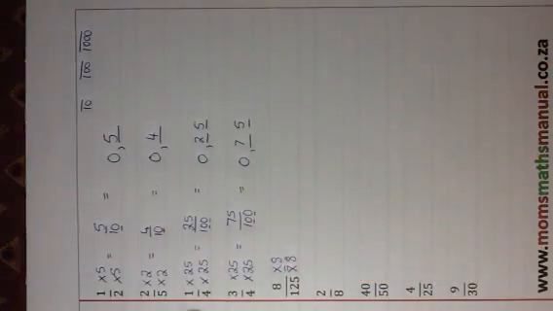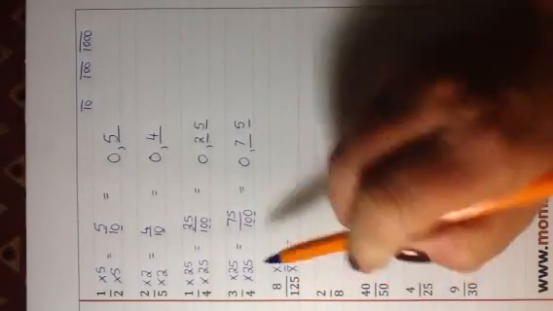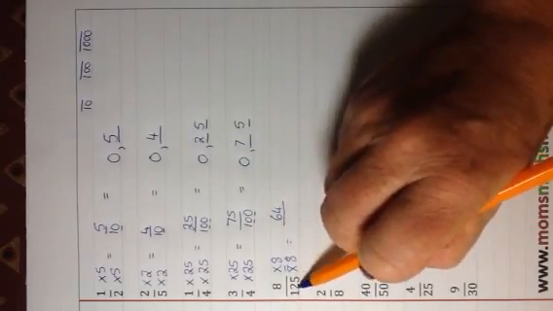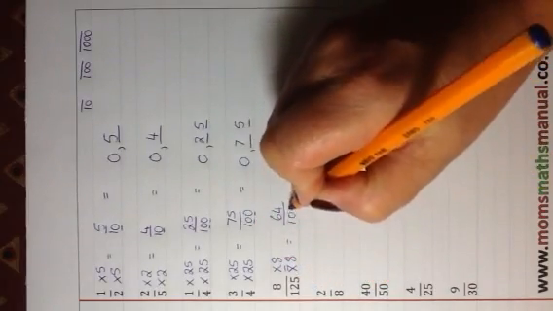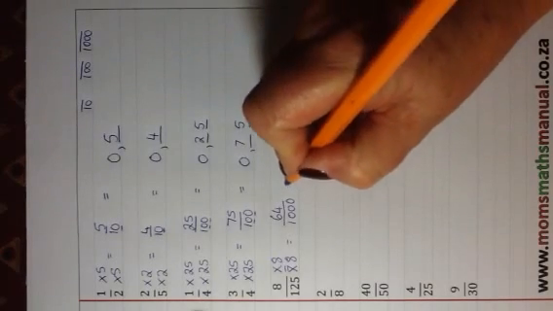what I do to the bottom, I do to the top. Therefore, I multiply in a straight line. 8 times 8 is 64. And 125 times 8 is 1,000. Our equivalent fraction is 64 over 1,000, which makes it a decimal fraction.